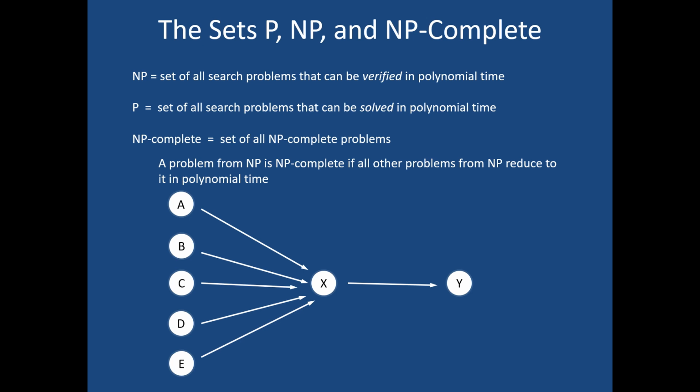Yeah. Because if you can reduce everything from the left side into X, and then reduce that into Y, all you're doing is just composition. The fact that X is NP complete means that every other problem from NP reduces to it in polynomial time. So in particular, there's a reduction from C to X. Now, if we can find a reduction from X to Y, what's the reduction from C to Y then? What's the reduction going to be?